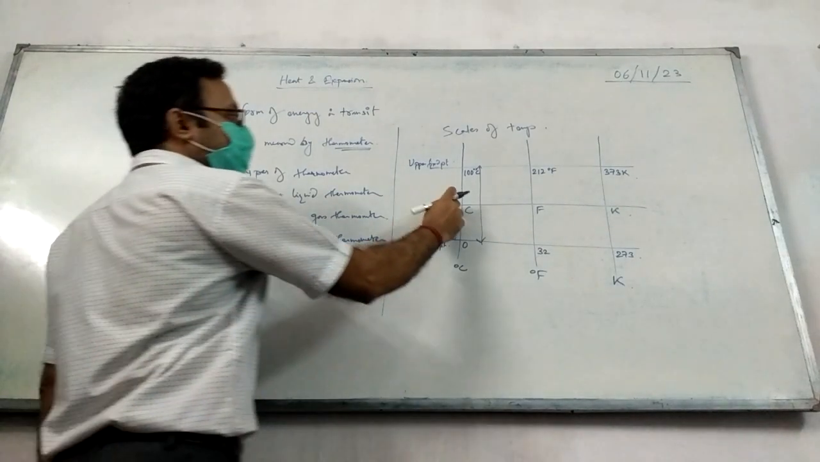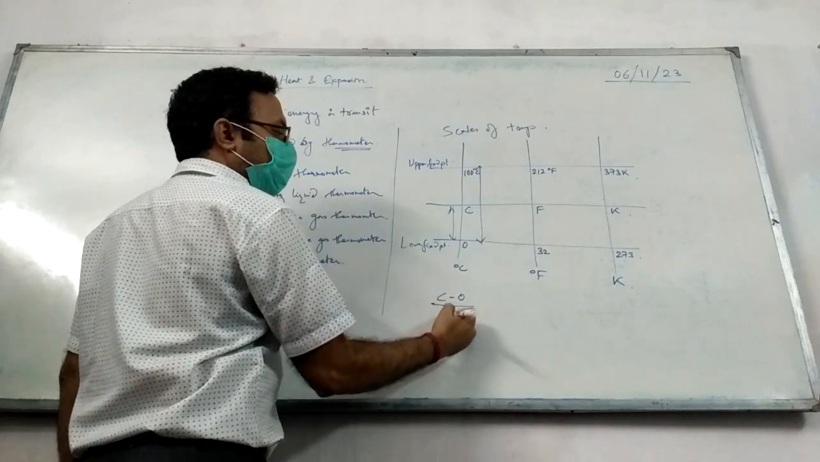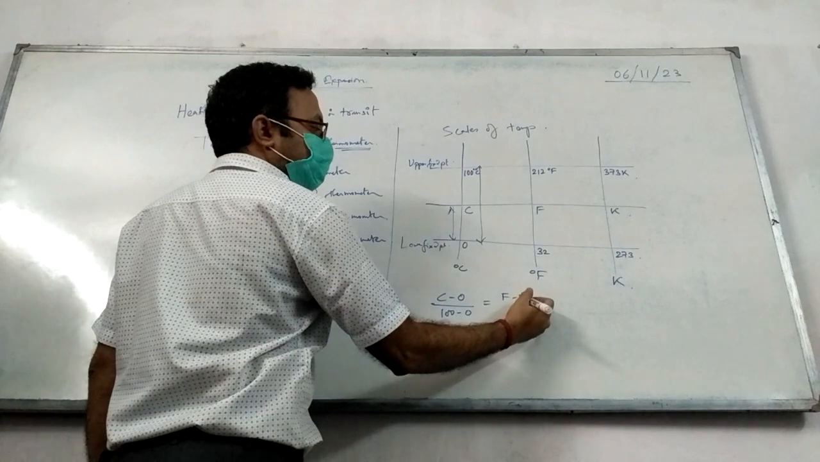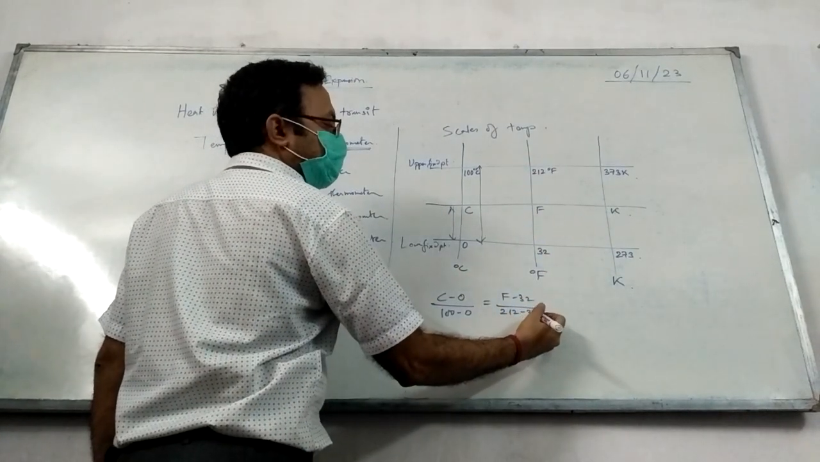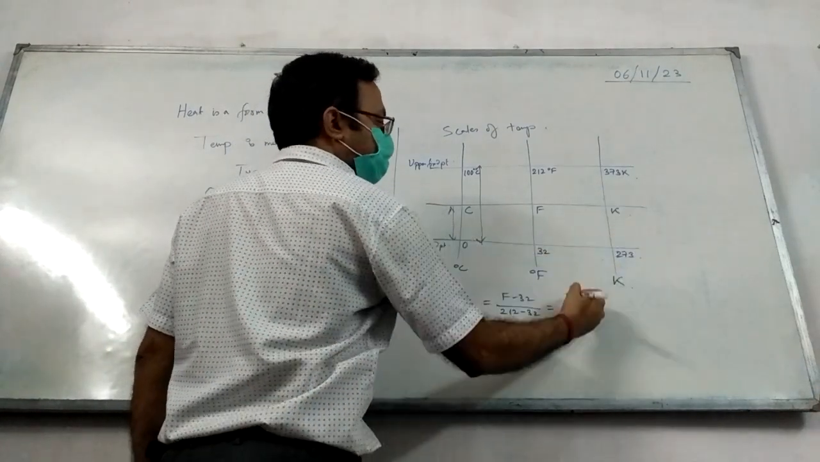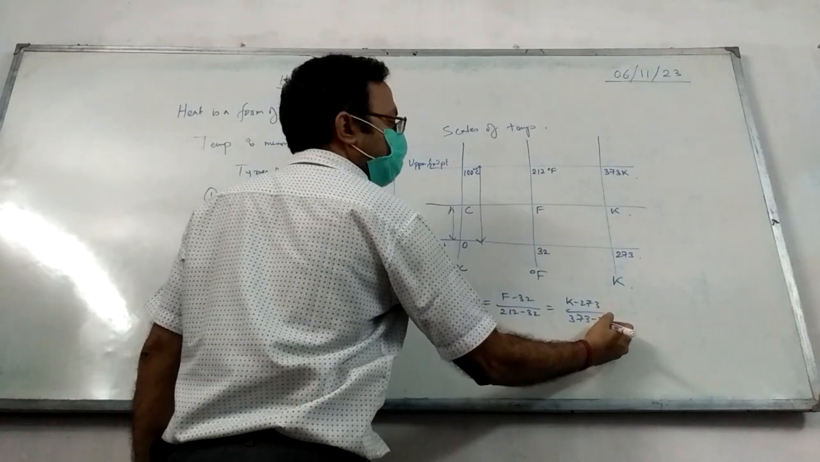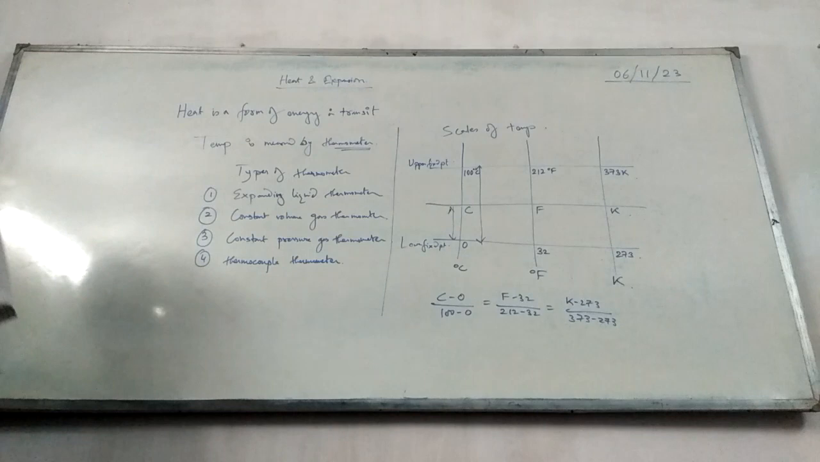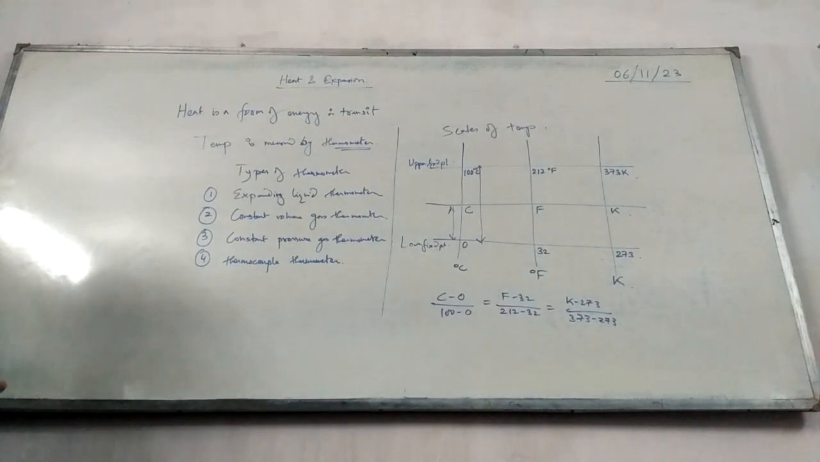Right? Then C minus 0 by 100 minus 0, F minus 32 by 212 minus 32, similarly K minus 273 by 373 minus 273. So this is the interrelation between C, F, and K. So if you want any conversion from any temperature scale to another temperature scale, you can always use this.